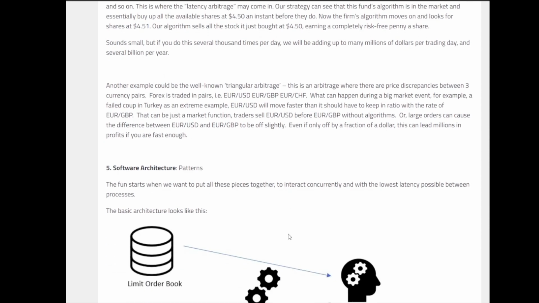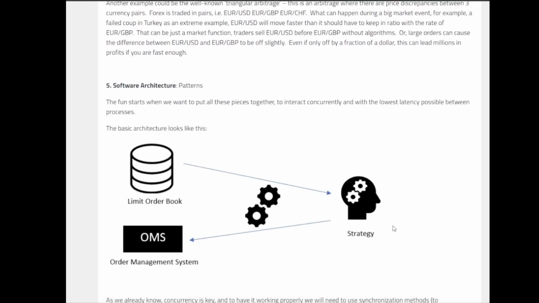Finally, once we have the order management system in place and have decided the different strategies, a big thing comes into this part: the software architecture. If we look at what we have discussed until now, the basic architecture of the system looks like this. There is one limit order book, and the mind that we have is the strategy, and when we apply that strategy, we go to the order management system.